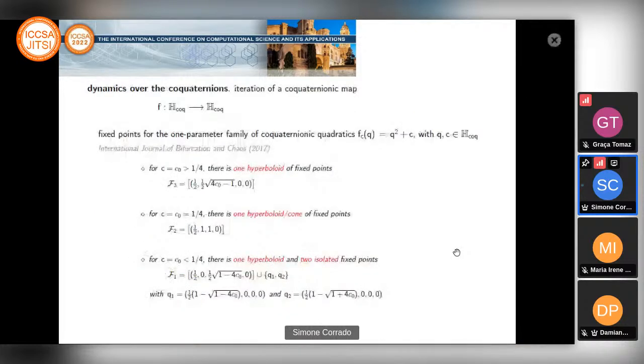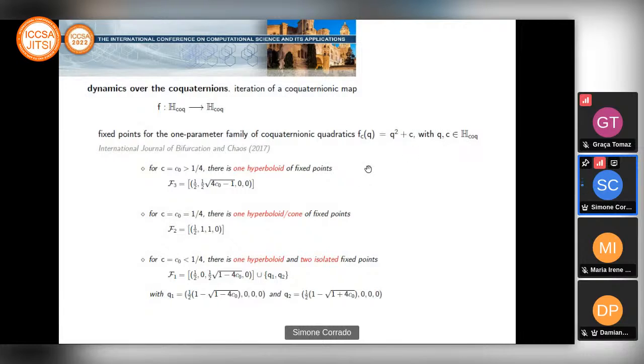Okay, let me just do the following. Okay, I have here the results we obtained for the fixed points of quadratics, a special case of the family of quadratics given by Q squared plus C, with C a coquaternion parameter.